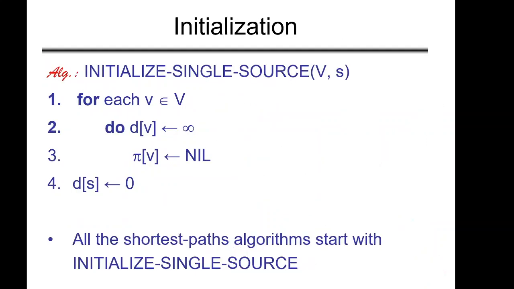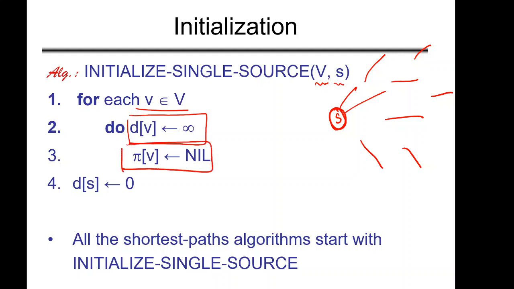So let's see how to initialize things. First of all, we are working on single source shortest path. What do we mean by single source? We will ask for a source node, and we will find the shortest path from this source node to every other vertex in the graph, right? So the input for the algorithm is the set of vertices and the source. Now for each vertex we will initialize d of V to infinity and parent as null.